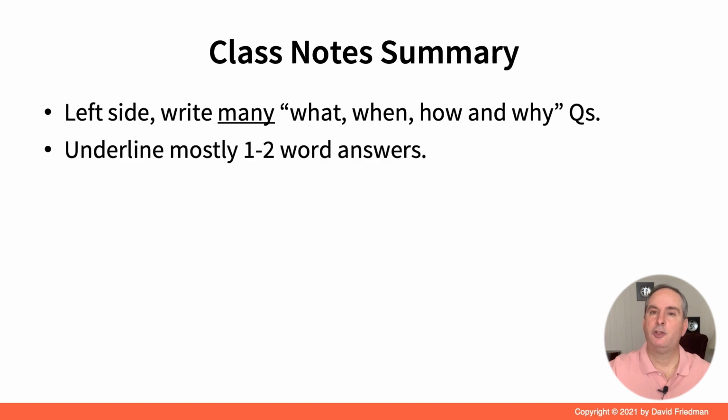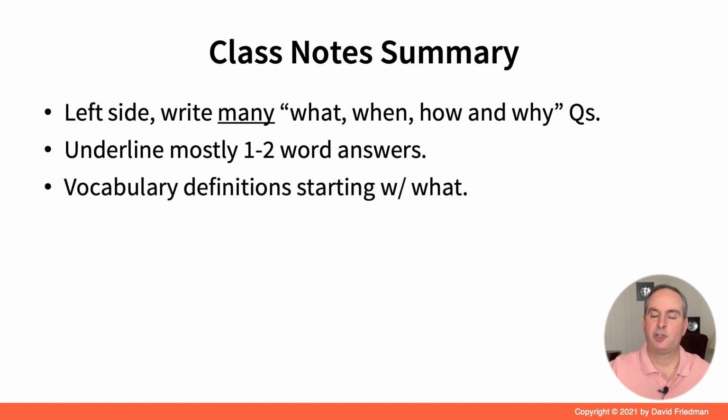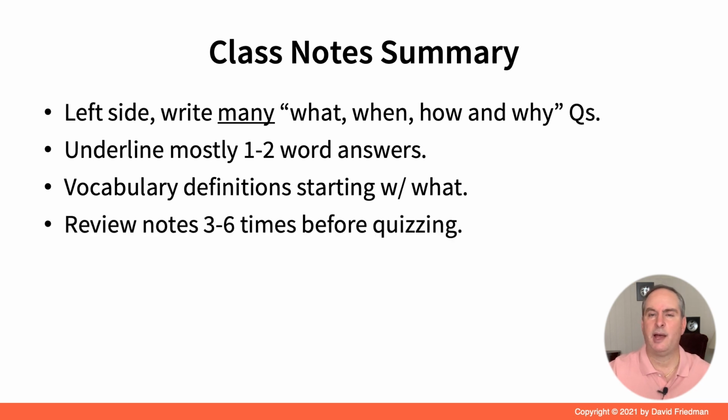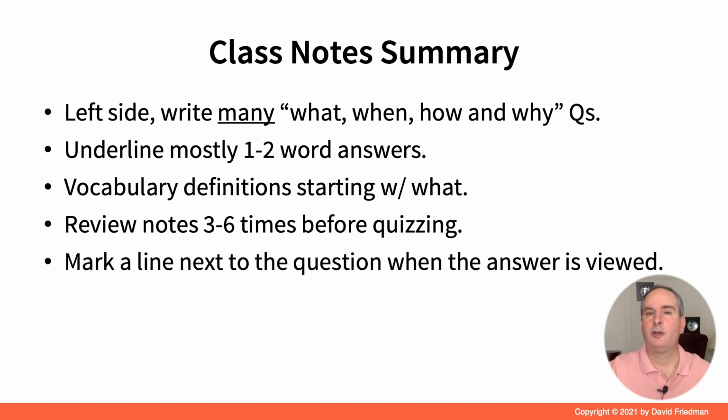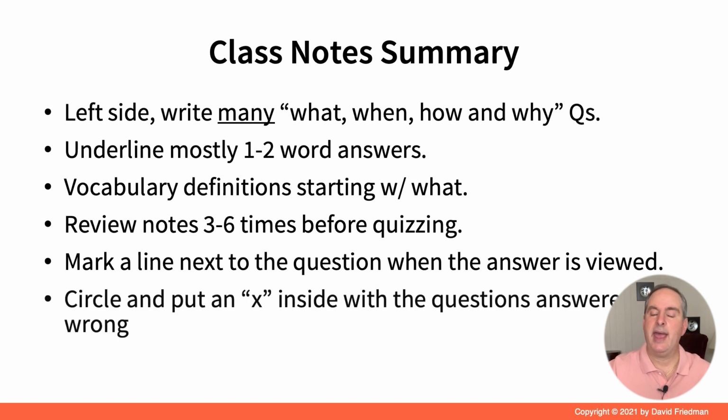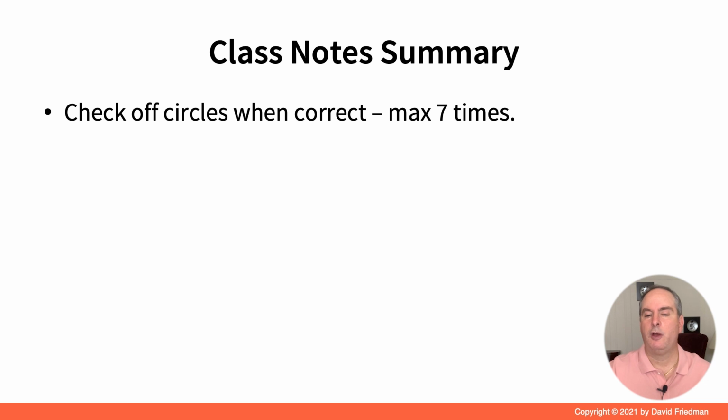And you want to underline 1 or 2 word key ideas that answer those questions. And for the vocabulary definition, start with what. You want to create those questions and include as much of the definition in that question as possible. And of course, you want to underline the definition in the right margin. And then you want to make a line next to the question when the answer is viewed. You want to put a circle and an X within the question when you answer it wrong when reviewing for a quiz. And then you want to check off those circles when correct.